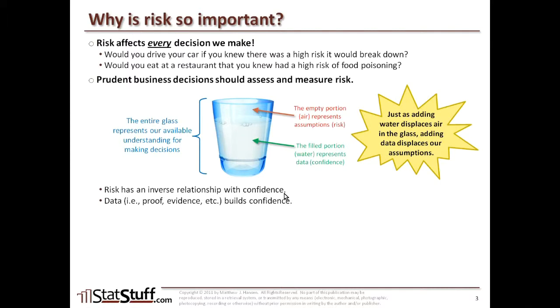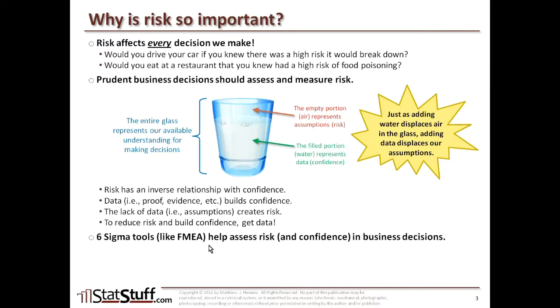That is, as we get more data, more proof or evidence about something, it will automatically build more confidence for us. Also, the lack of data, like our assumptions, would create some sort of risk because we don't have as much data to back up the possible available knowledge that we could have had. So in order to reduce the risk and build our confidence, what we need to do is get data. In this way, Six Sigma tools like the FMEA tool we're reviewing in this lesson is a way for us to help assess the risk or the confidence in the business decisions that we're trying to make.